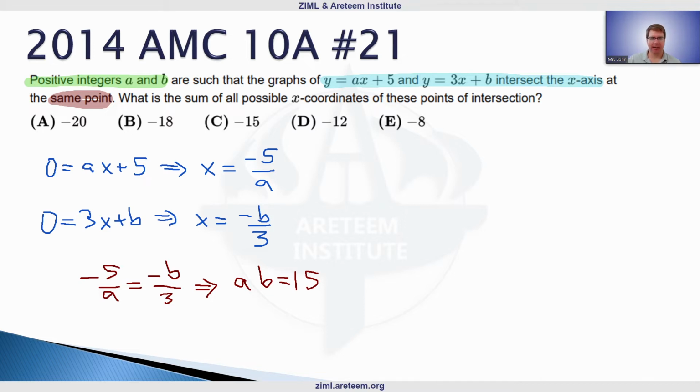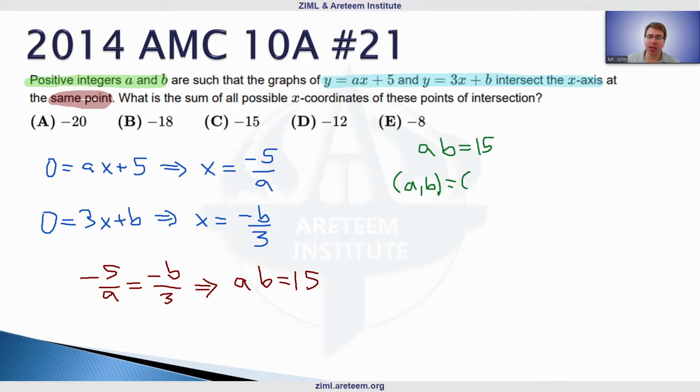Now, when we think of this, our positive integers a and b come into play. So if we have a and b multiplied together equals 15, we are then thinking about pairs of numbers, positive integers, that multiply out to 15. So this is not too bad to list out. We can list them as ordered pairs.